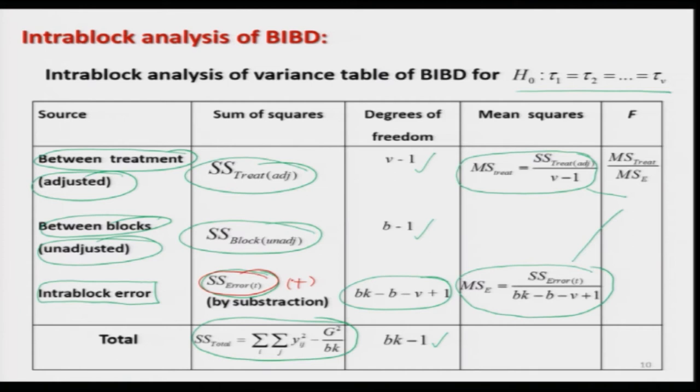Because this intra-block analysis can be done for the equality of the treatment effects and for the equality of the block effects. In this case, because we are considering the treatment, I am writing T. And if you want to conduct a similar analysis of variance for the block effects, then that sum of squares due to error is going to be different from the sum of squares due to error which you have obtained here. That is why I am indicating this by T. So, T means treatment, right. So, now you can see that we have completed the intra-block analysis of variance for the treatment effects.